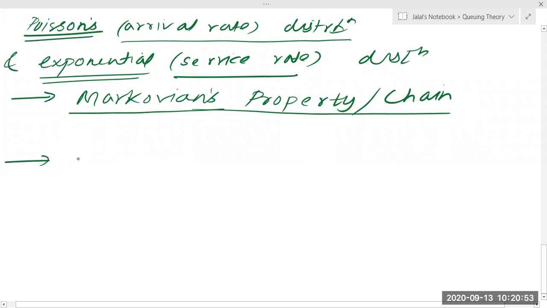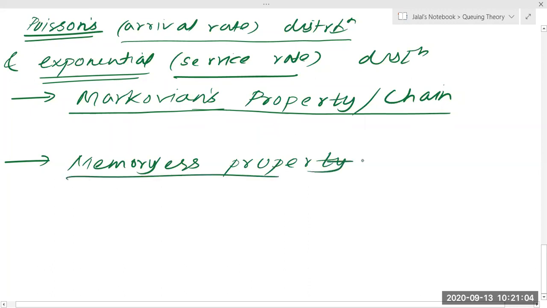This actually means memoryless property. I'll tell you what we mean by memoryless property. These both properties are memoryless in nature. Memoryless is more like Aamir Khan in Ghajini, if you remember, he forgets everything.